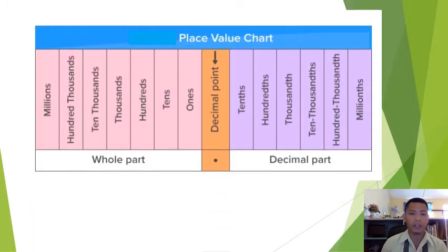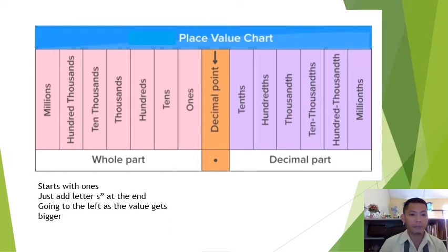As you can see, it has three parts. The left side is the whole part, the right side is the decimal part, and the middle is the decimal point. Whole part represents the whole number, and decimal part is decimal numbers. In the left side, the whole part starts with ones. You can see that we just add letter S at the end, like ones, tens, hundreds, thousands, 10,000s, 100,000s, and millions. Going to the left, the value gets bigger.